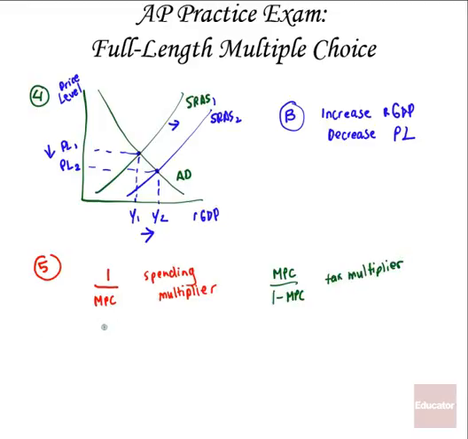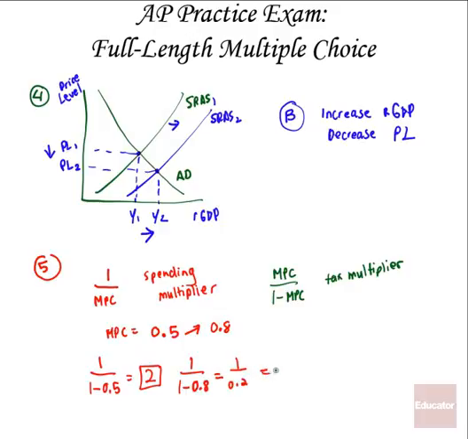Okay, so let's assume the MPC equals 0.5. If that's the case, 1 over 1 minus 0.5 equals 2. So the spending multiplier is 2. If the MPC increases, let's say to 0.8, 1 over 1 minus 0.8 is going to equal 1 over 0.2, which equals 5. So I increased the marginal propensity to consume, and the spending multiplier increased. So the answer is D, the MPC.